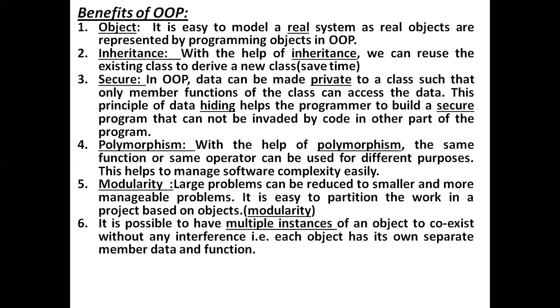For example, carbon is an element, and you can see its different structures. Coal is also carbon, diamond is also carbon, graphite is also carbon. These are the polymorphs of carbon. Like this, if you use a function with different arguments, you will get different answers.